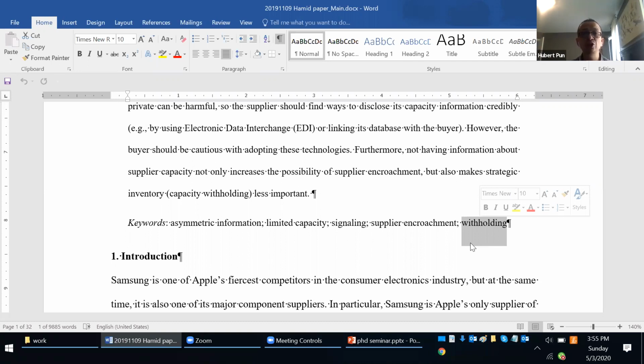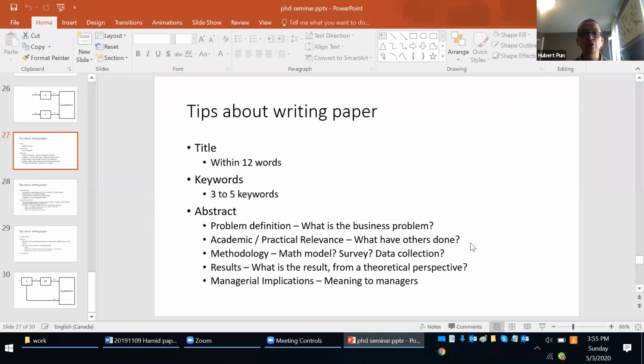Then the third important thing of a paper is the abstract. There are multiple ways to write an abstract. One way that I find very useful is to separate the abstract into 5 different sections. First, problem definition: what is the business problem? Second, academic and practical relevancy, which means what other people have done in the literature.